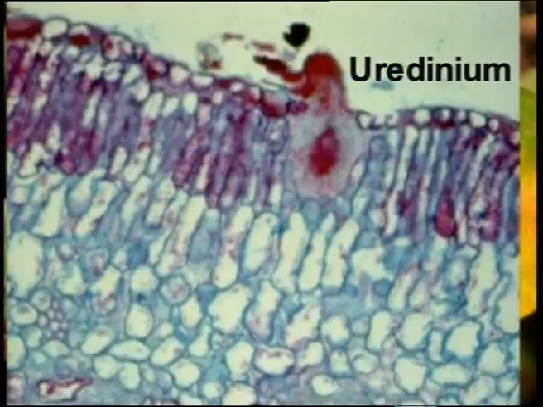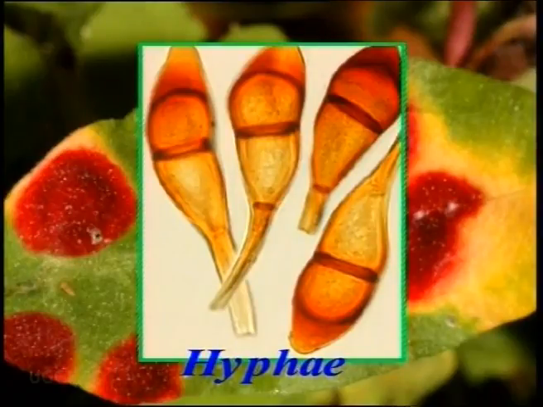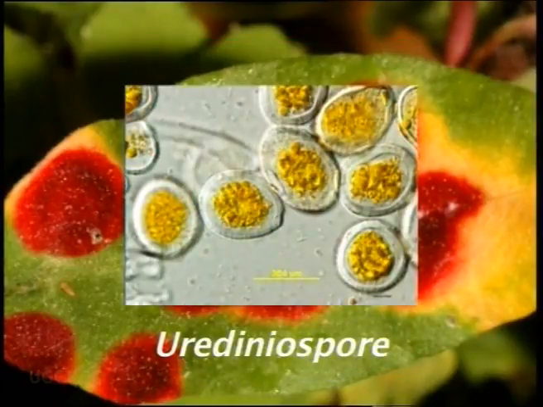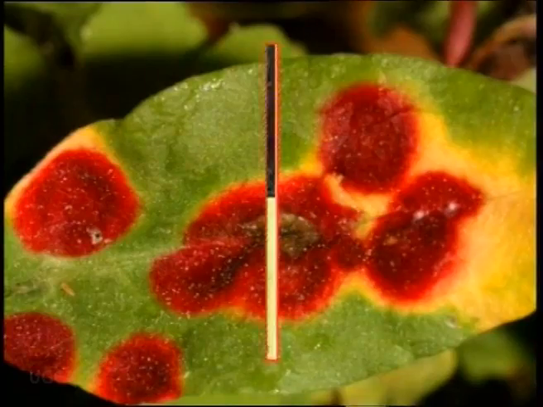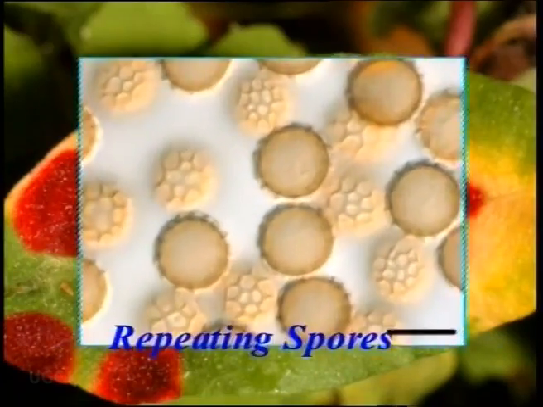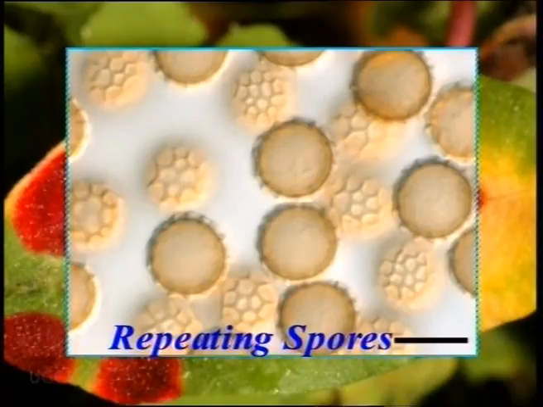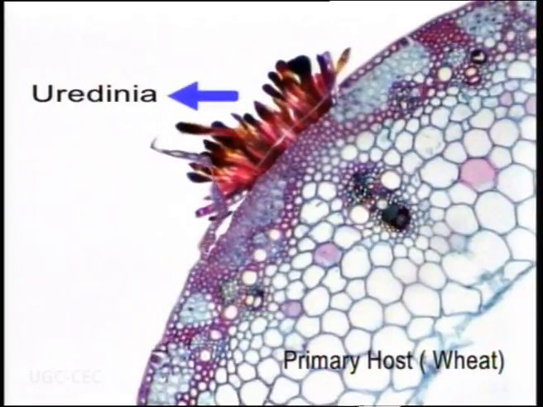From the base of each uredinium arise specialized hyphae, the sporophores, which bear at their apices oval, thick-walled, brown, unicellular, dikaryotic urediniospores. Due to them being produced in successive crops in a season, causing a widespread infection from plant to plant throughout the fields, the urediniospores are also called repeating spores. The rusty red color of uredinia gives the characteristic name rust to the fungus and the disease it causes.